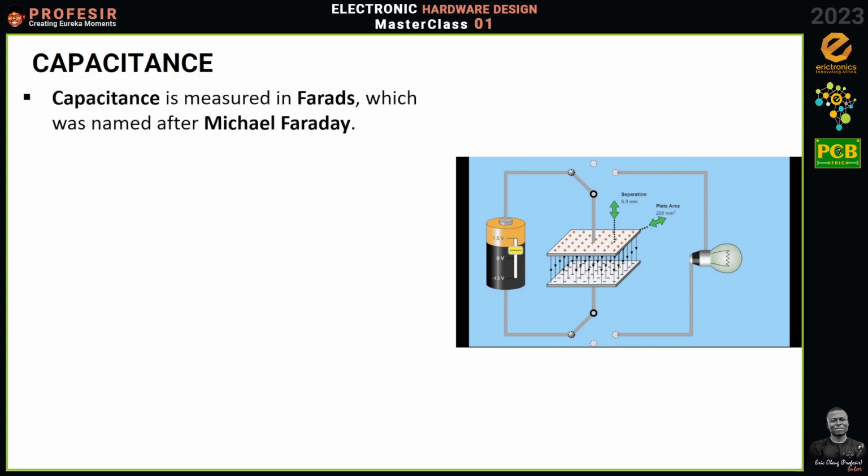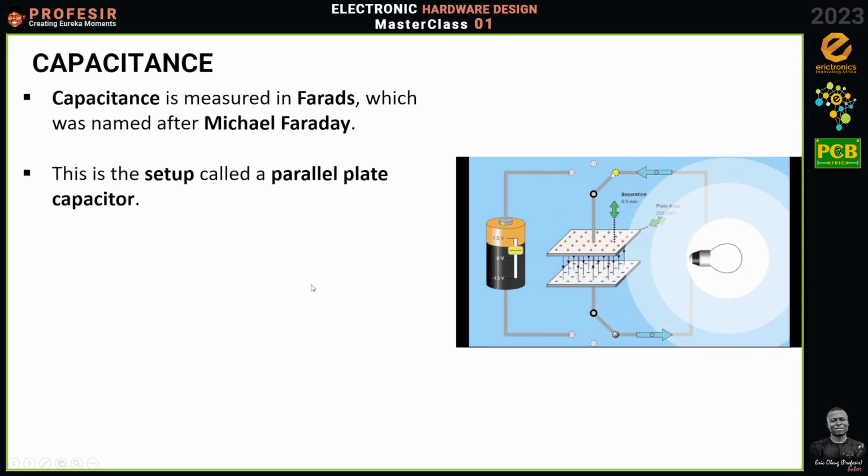Is that okay? Now, capacitance is measured in units of farads. As I said, in physics and in science, we associate units to quantities, right? And farads was also named after Michael Faraday. Now, this setup that we have here, having two plates with energy built between them, or an electric field between them, we call the parallel plate capacitor.